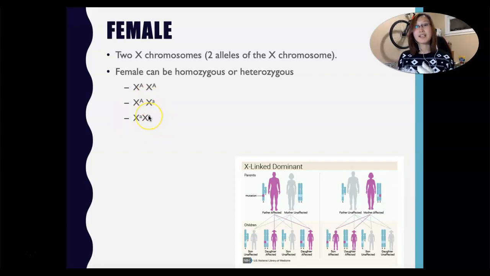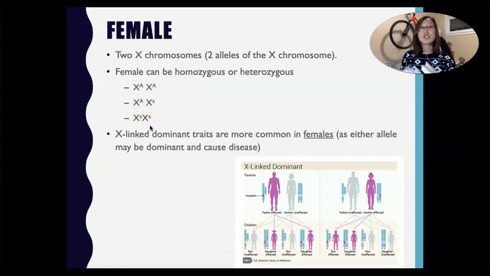And then we have X^a X^a. This is our homozygous recessive, and this will allow the female to show the recessive trait. So an X-linked dominant trait, what that means is this trait itself is a dominant version, right? So if you had an X-linked dominant trait, both this type of female and this type of female will have that kind of trait. So those are more common in females because you have kind of a 2 out of 3 chances of having it, right?